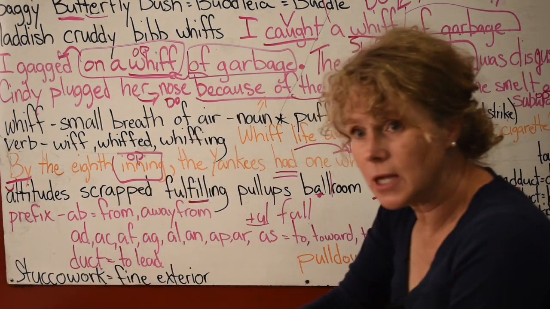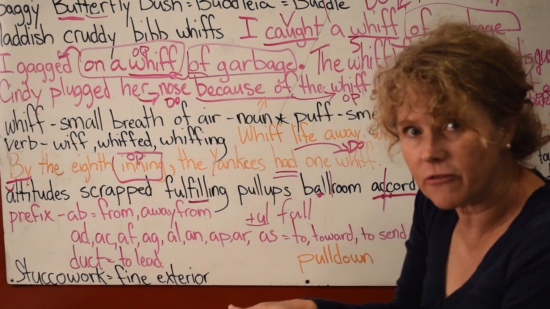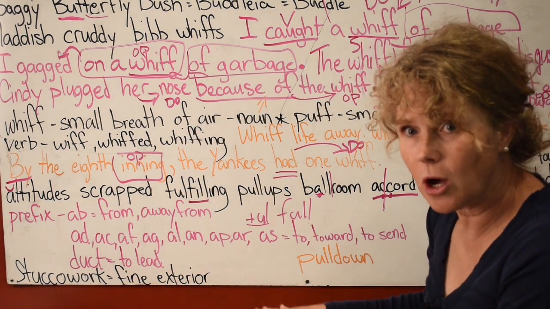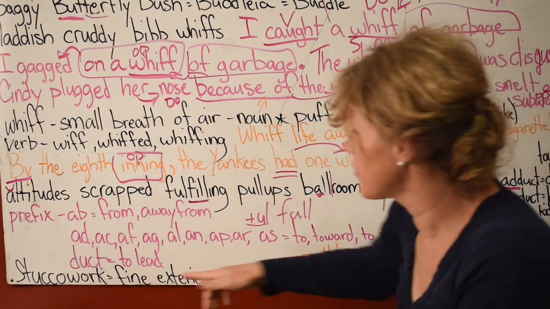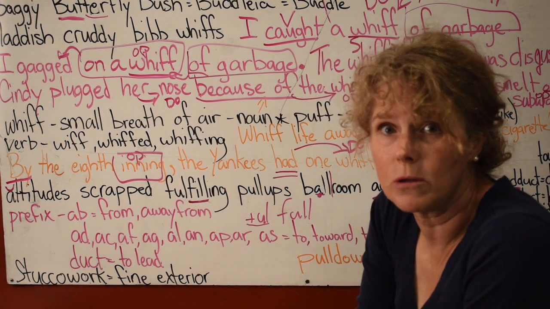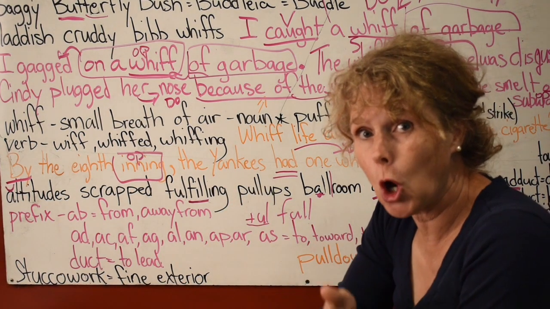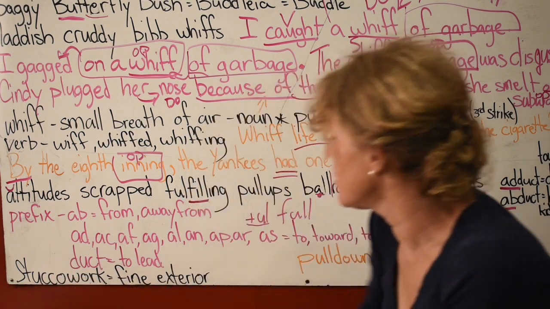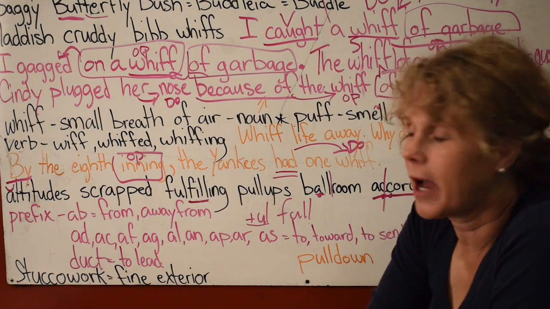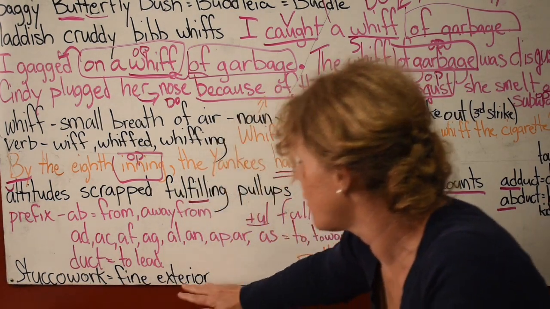Stucco, stucco. This C is doubled because you can hear it fall. Stucco. You can hear it fall on the other end. So you have to have it doubled or it will say stucco. It would end up being long if it's not doubled because that is an open syllable. Stucco work, there's another dictionary word that I really wanted you to learn and understand is fine exterior.